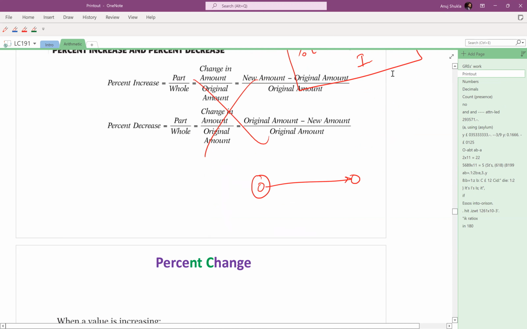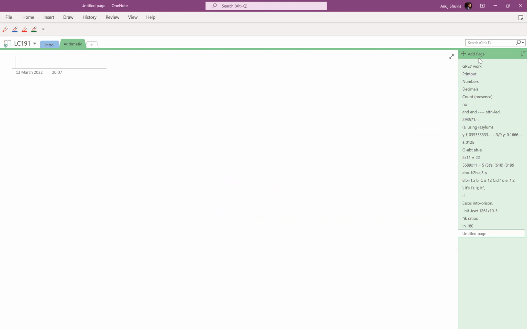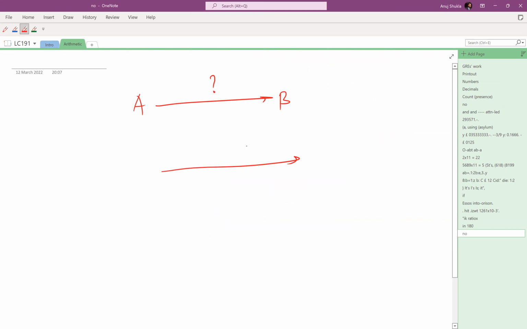There are three kinds of setups in percentages. There might be one setup where A is given, B is given, and you have to find the percentage change. That is the first setup. The second setup could be that the change is given. Suppose the change is C and B is given, and you have to find A. The third setup is A is given, the change is given, and you have to find the third. So three quantities are there. Any two they will give you, and the third one you have to find.